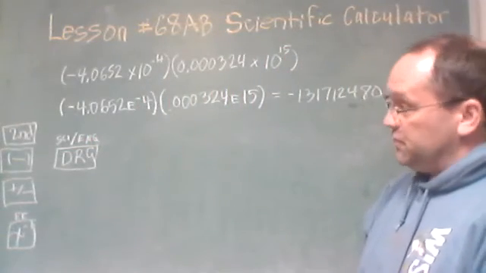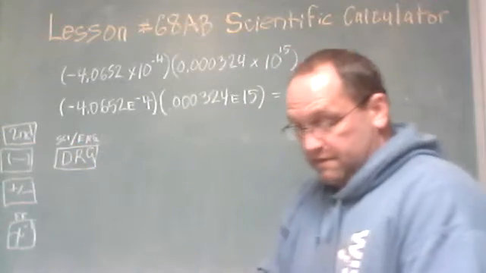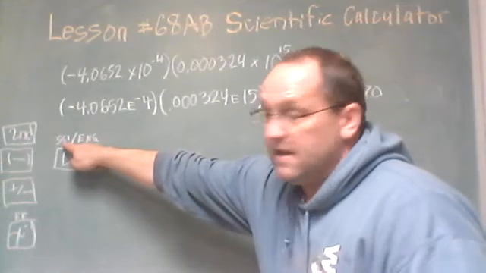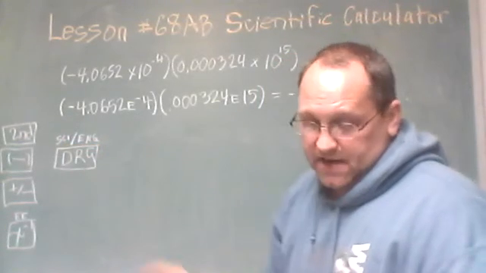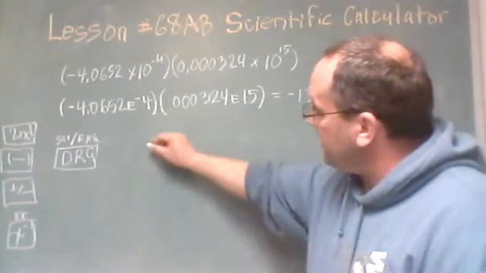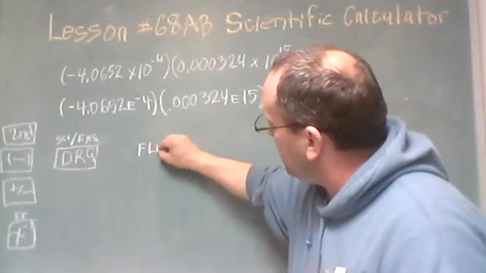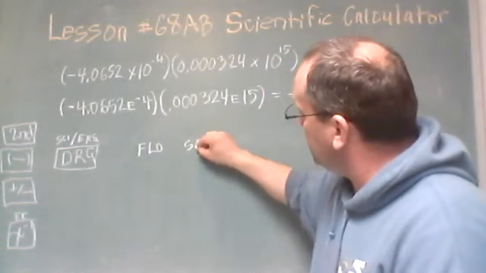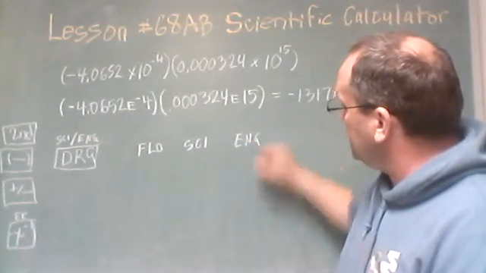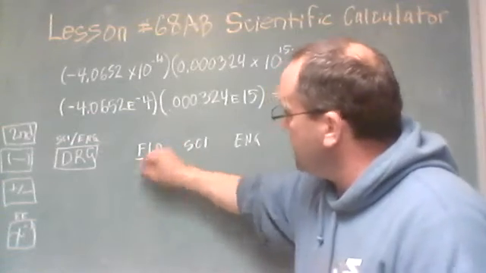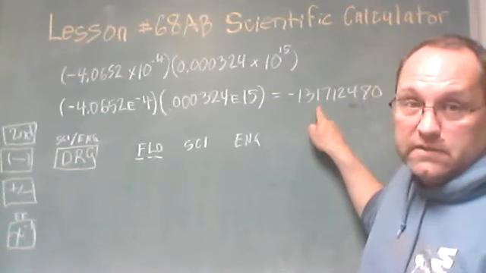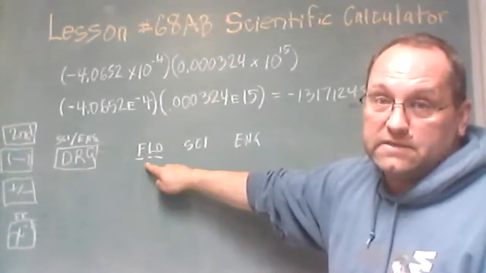What I'm going to do is hit the secondary function button and then my DRG button, because I want the secondary function, scientific. SCI stands for scientific notation. I'm going to hit that. At the top of the screen, it gives me FLO. In the middle of the screen, it gives me SCI. And then at the right-hand side of the screen, it gives me ENG. Right now, the FLO is underlined. That means the numbers returned when I hit the equal sign are going to be floating decimal numbers.